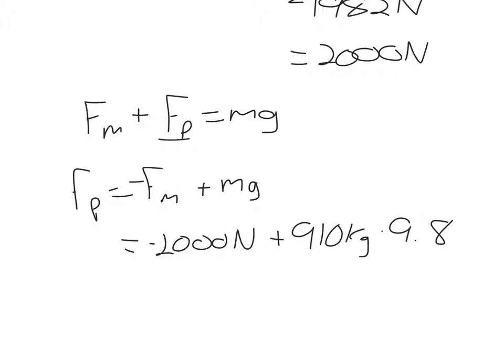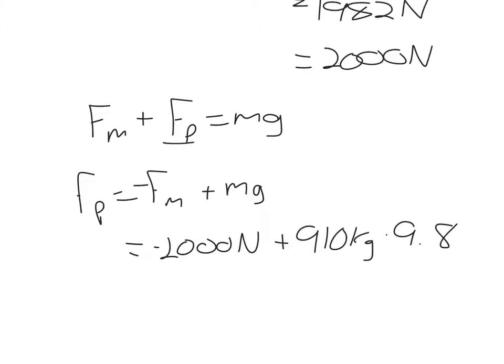So calculator says 910 times 9.8 minus 2k, and I'm getting, of course, 6,900 newtons. Well, that's good, right? Essentially, if he started at 2,000 and got up to 6,900, that's like 3.5 times his force, more or less.